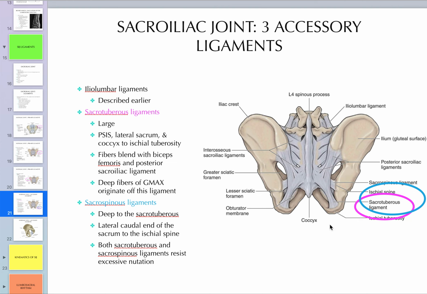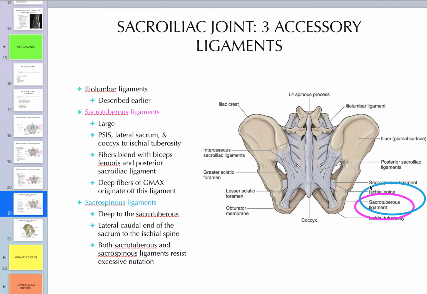It's a large ligament, and essentially it blends with some fibers of the posterior ligament right here. Some of it goes all the way up to the PSIS. They span from the lateral portions of the sacrum and insert onto the ischial tuberosity. The fibers blend with biceps femoris and the posterior sacroiliac ligament. And some of the fibers also blend with gluteus maximus in the posterior section right here.